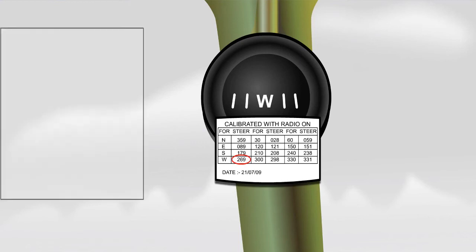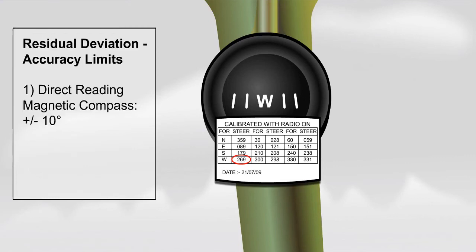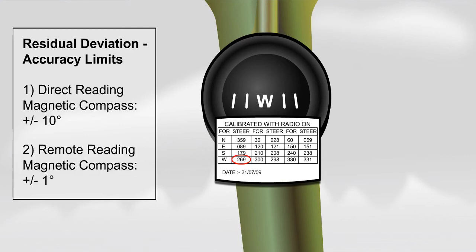In accordance with EU OBS, residual deviation limits are as follows. For the direct reading magnetic compass, it is plus or minus 10 degrees. And for the remote reading magnetic compass, it is plus or minus 1 degree.